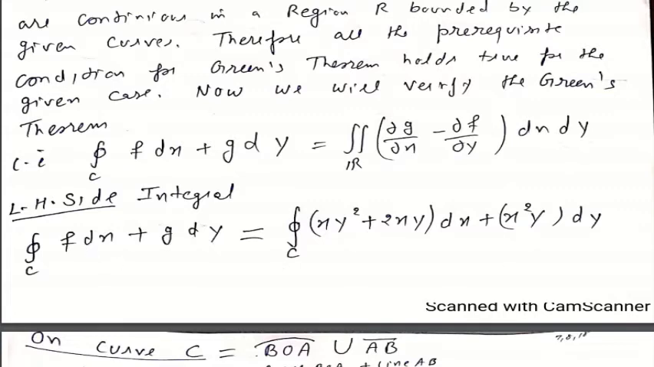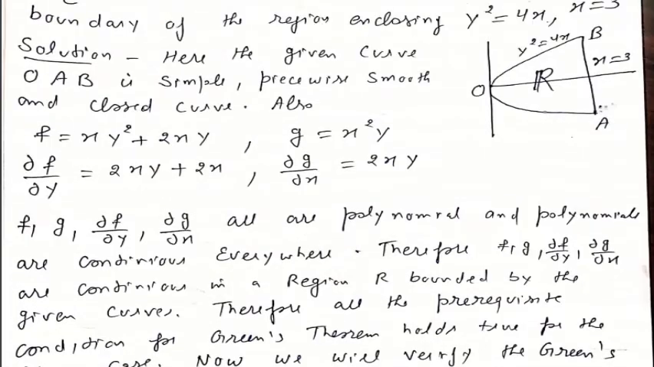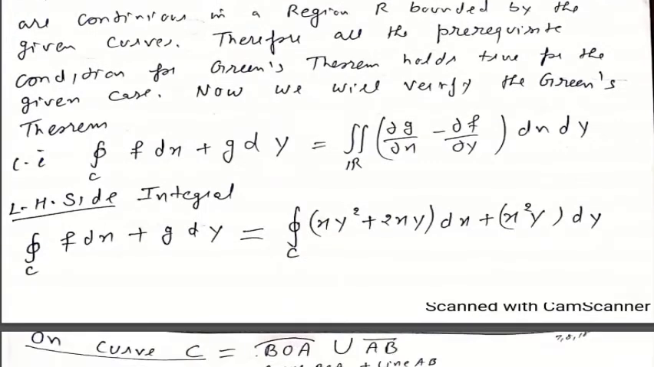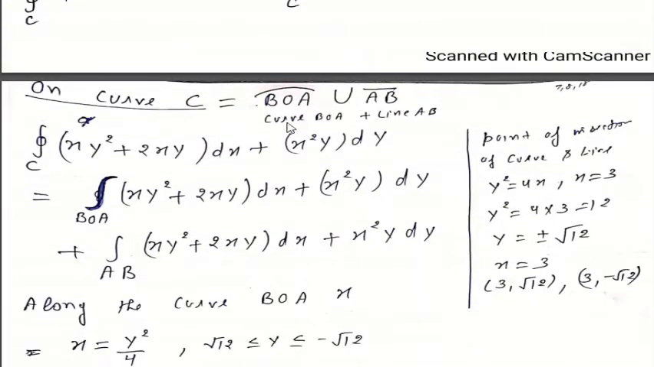Now the given curve C is not smooth. It is piecewise smooth, so we have to separate the pieces. One piece is BOA, another piece is A to B. So there are two pieces, BOA and A to B. I break the closed curve C into the pieces BOA and AB.